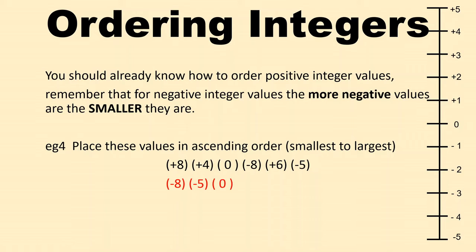Then looking at the positive numbers, the smallest positive is positive 4, then positive 6, then positive 8. As you do questions like this, you may want to copy the question out, and then as you put them in order, cross out the numbers as you go so that you make sure that you got them all. Okay, so negative 8, negative 5, 0, 4, 6, 8.